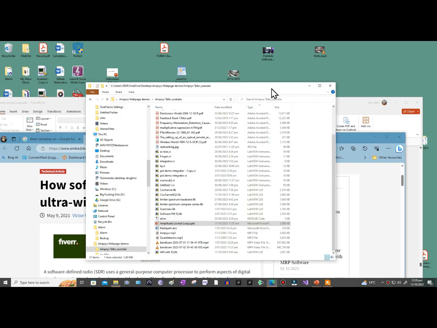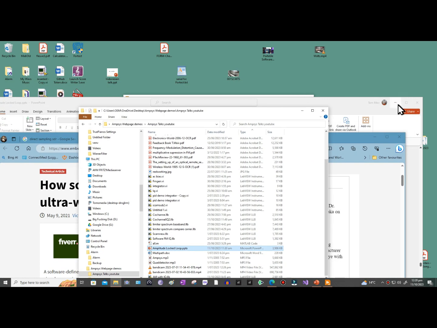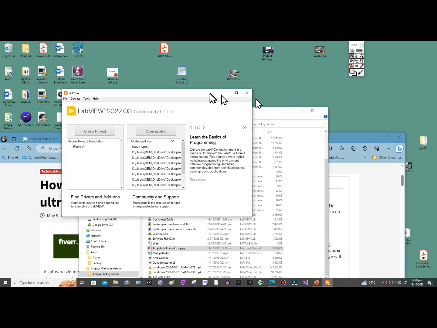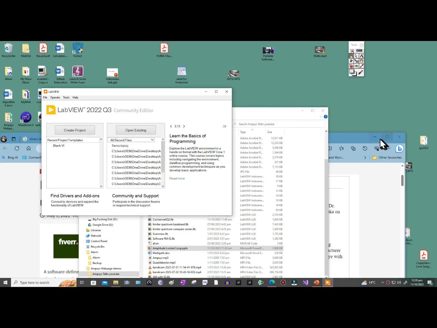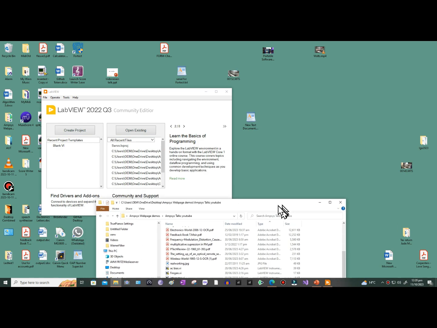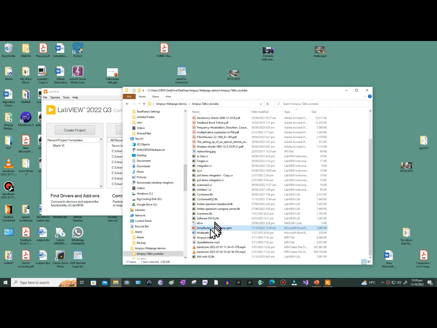So I've simulated this, spent an hour or two on it, if I can find the damn thing. Where's it gone? Oh yeah, it's in here.